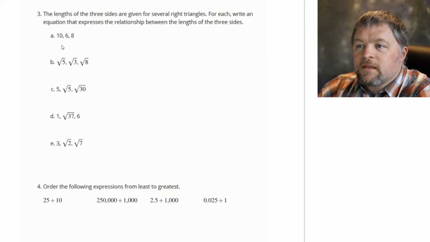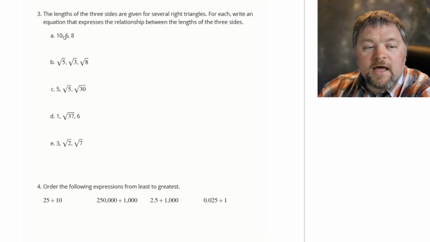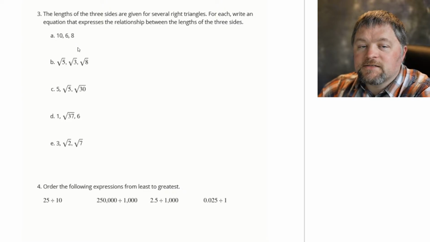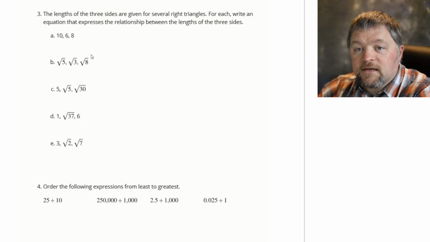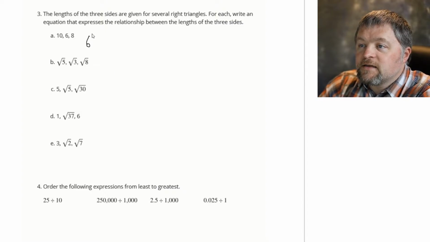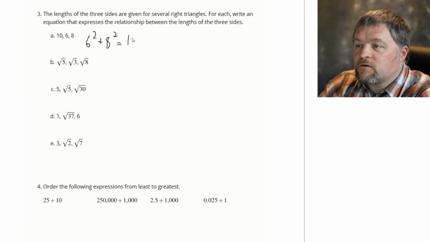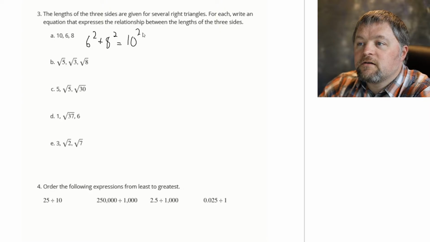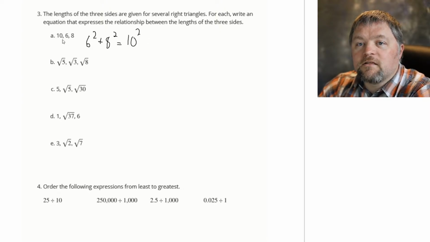So, can we just automatically assume these are a, b, and c? No. c is always the hypotenuse, which is always the longest side. So this needs to be 6 squared plus 8 squared equals 10 squared. The hypotenuse, our c, is always the longest side.